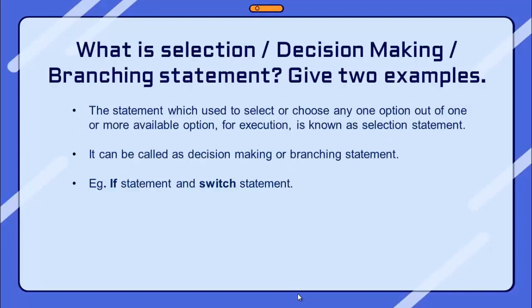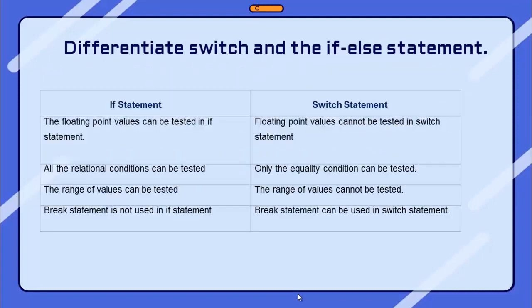So what is selection or decision making? Branching statement. Give two examples. The statement which is used to select or choose any one option out of more available options for execution is known as a selection statement. It can be called a decision making or branching statement. Example, if statement and switch statement.